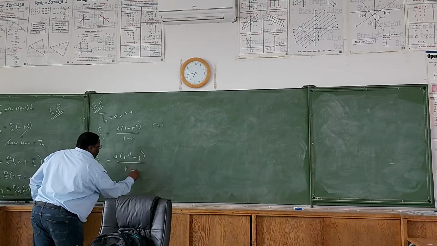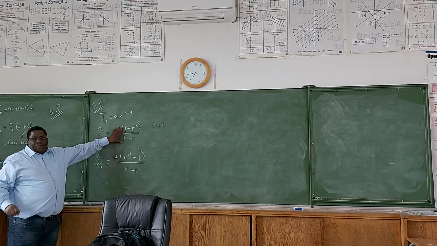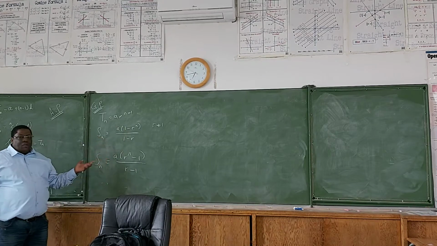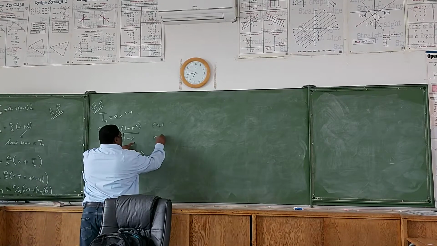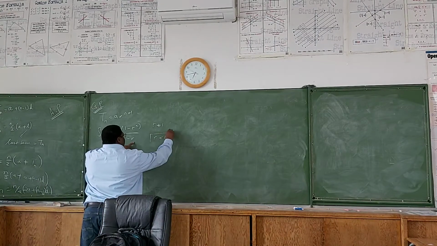So I want to know why, whether you use this formula or that formula. But we just like to say if r is a fraction, less than 1, we prefer to use this one. Less than 0.